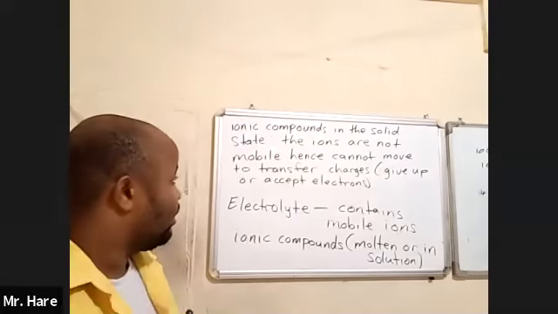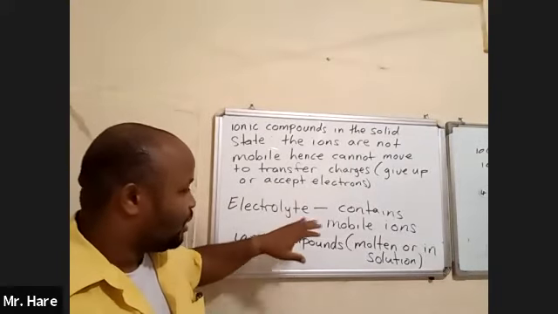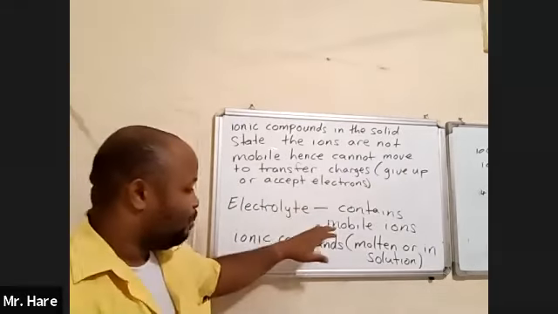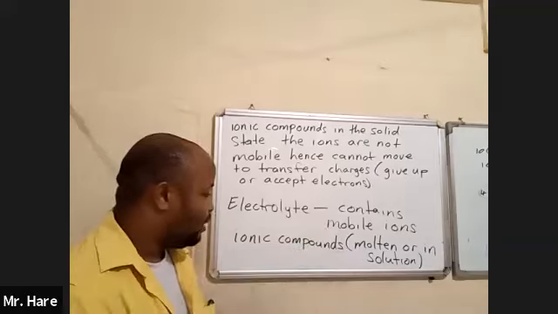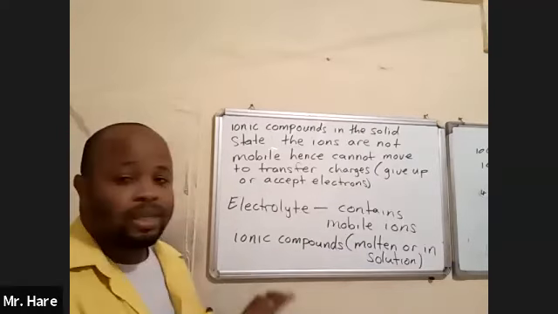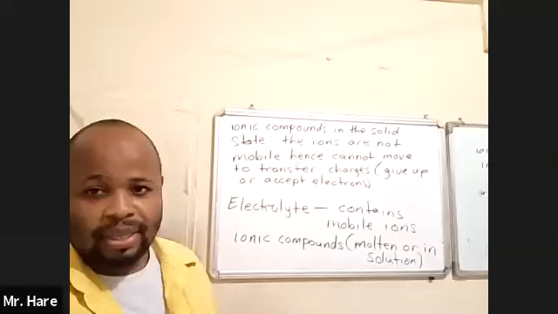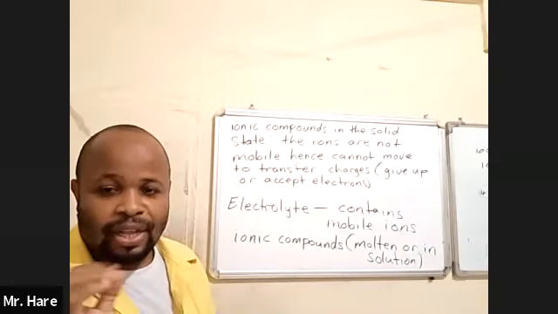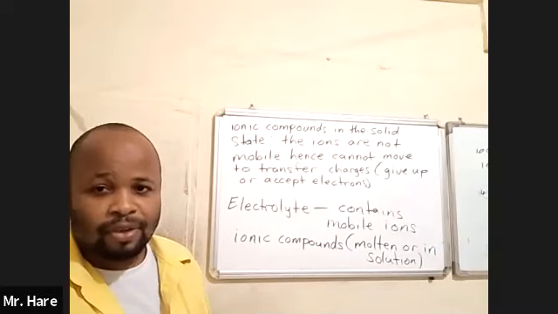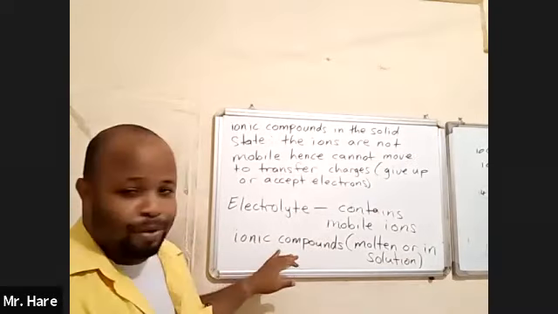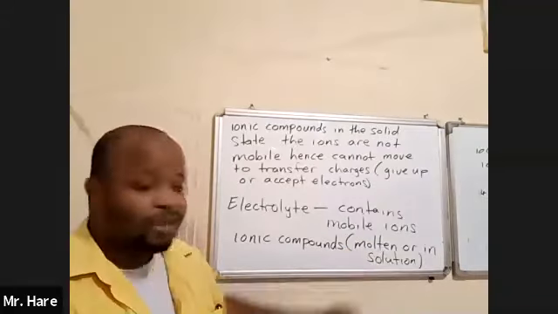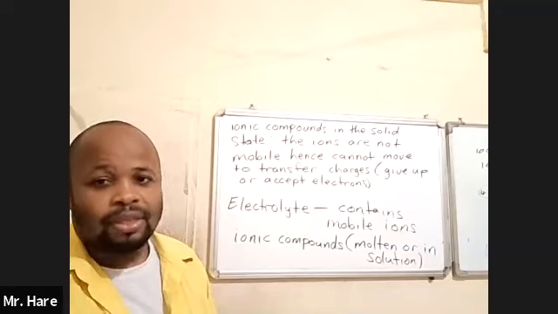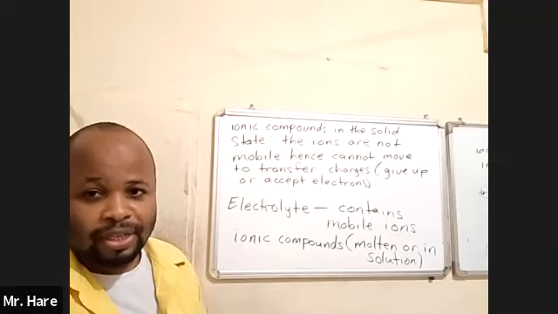All right. So the focus here is on the electrolyte, and we just established that it must contain mobile ions. Therefore, ionic compounds are used as the electrolyte. Covalent compounds are not electrolytes. So just make a note of that. Ionic compounds, when molten or in solution, are your electrolyte. Covalent compounds are not electrolytes.